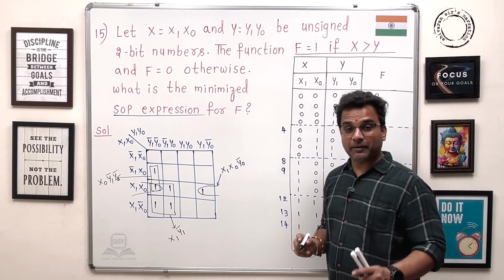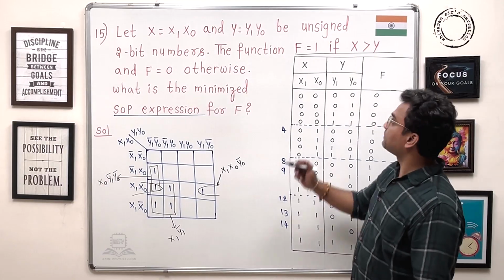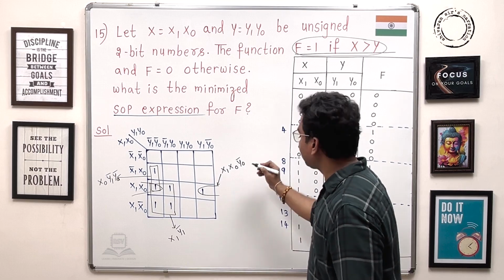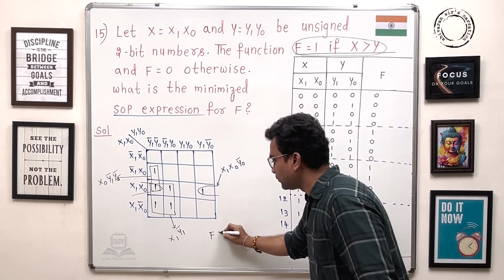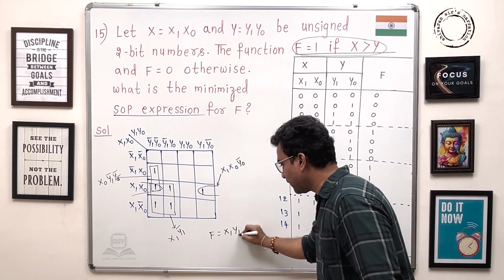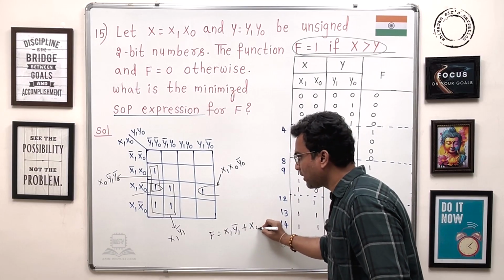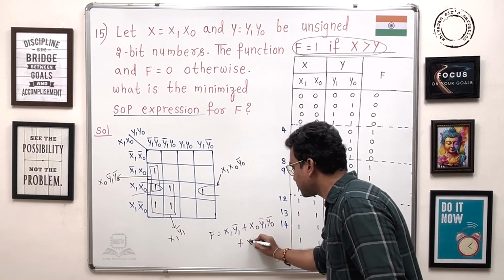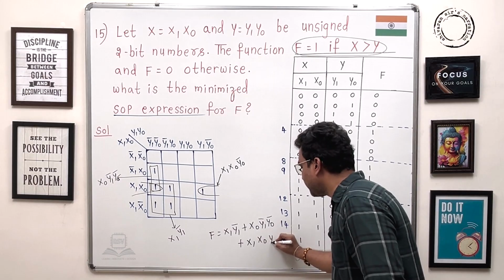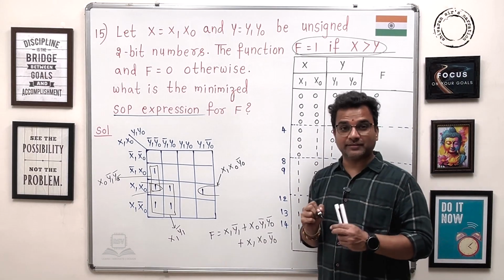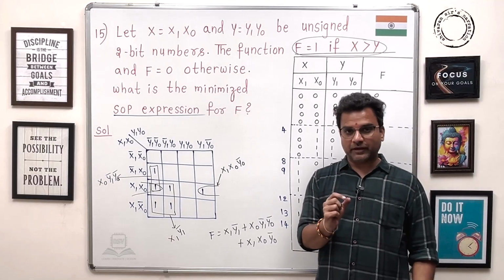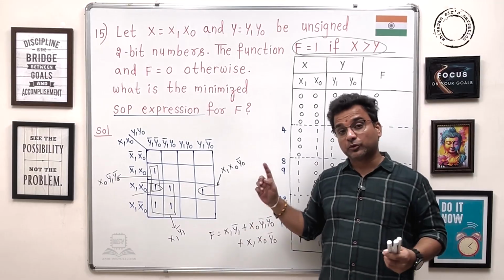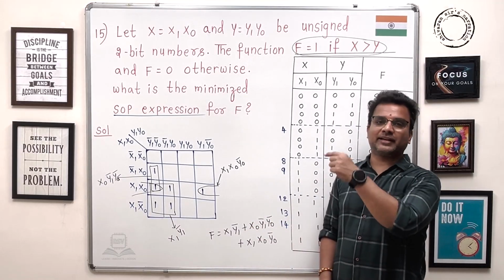Hence guys, the minimized SOP expression as per the design requirement is f = x1 y1 bar + x0 y1 bar y0 bar + x1 x0 y0 bar. This one guys, this is the minimized expression. In this way, if it is a big logical expression as per the requirement, you can minimize the design.